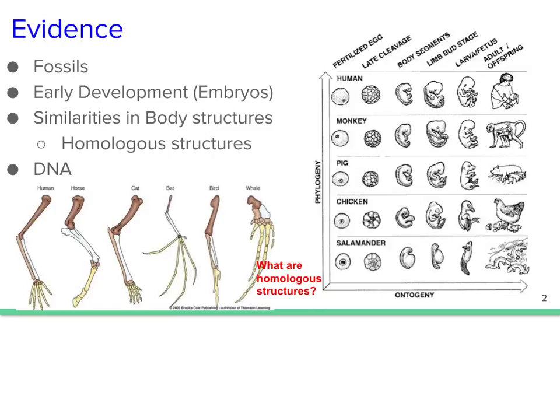For example, in the photo below, we can see how all of these species have the same bones, although they may have slightly different shapes or sizes. These would be an example of homologous structures.